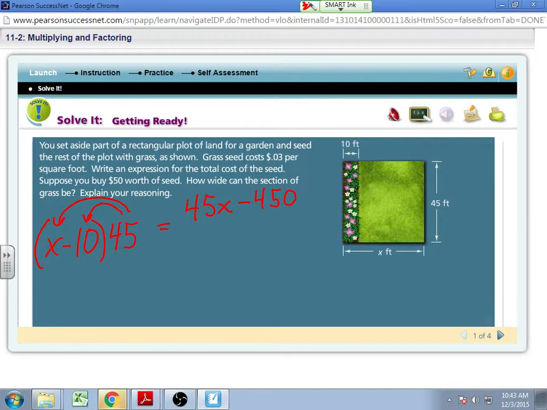Wouldn't you have to multiply it by 0.03? We would. Yeah, to get the cost. 0.03 per square foot. If that's the area, that's how many square feet we have. Even though we don't know what it is, it was length times width, so it's got to be square feet. So if we multiply this whole thing by 0.03, we're going to have to distribute that.